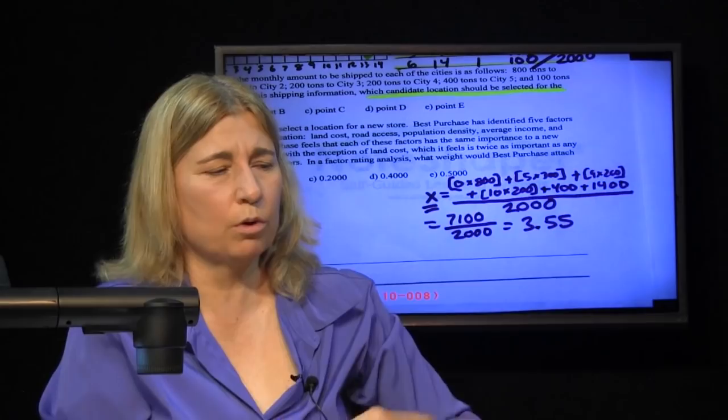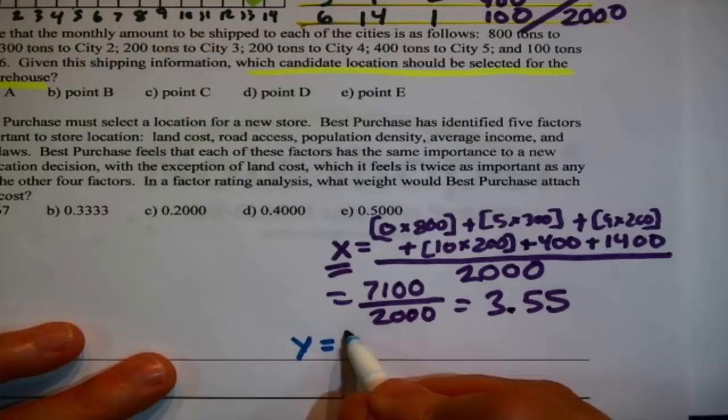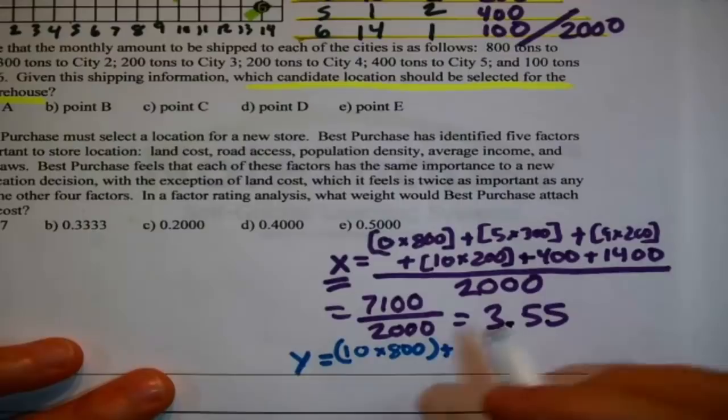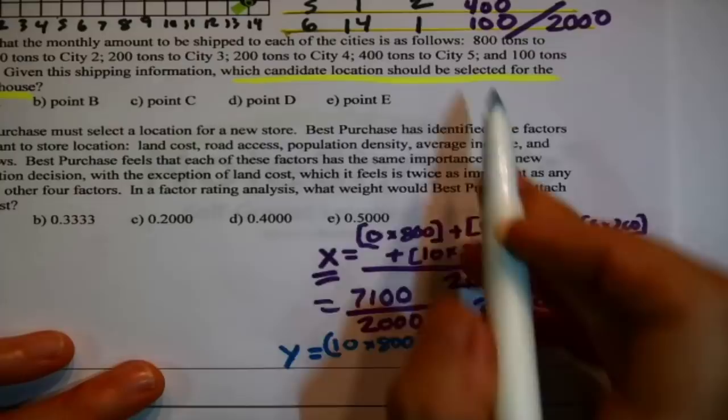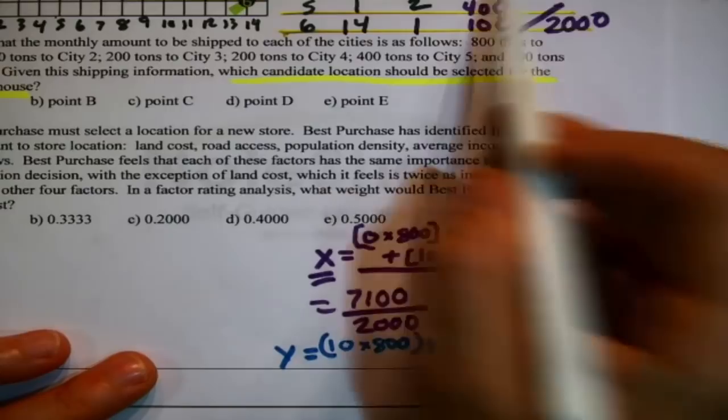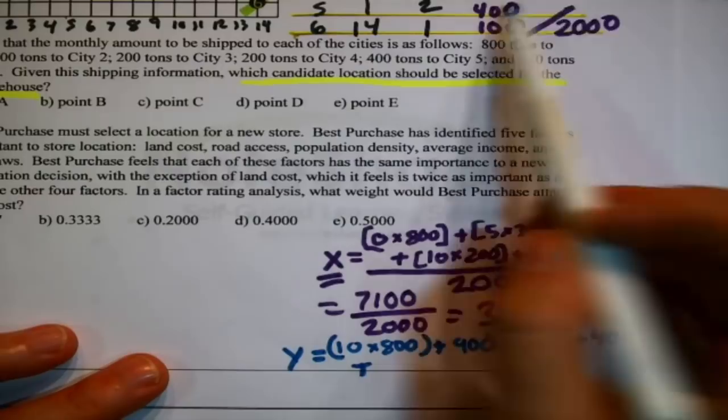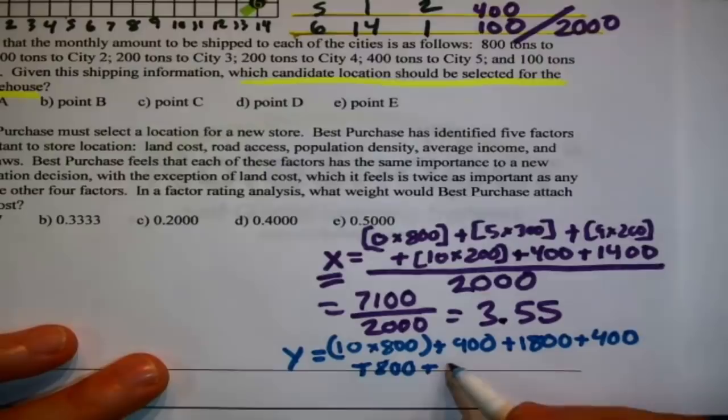The perfect y coordinate's the same template of computations. You just say the y coordinate times the amount. So in this case, I'd say 10 times 800, right, plus 3 times 300, I'm just going to write 900, plus 9 times 200, so what's that, 1800, plus 2 times 200, what's that, 400, plus, where are we, 2 times 400, what's that, 800, plus 1 times 100 is 100. That's all in the numerator, right?